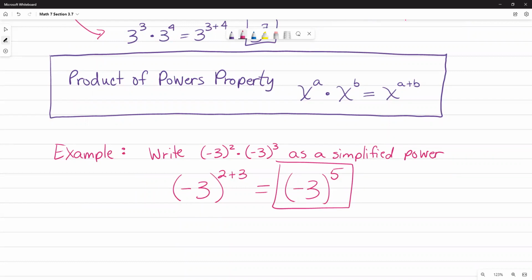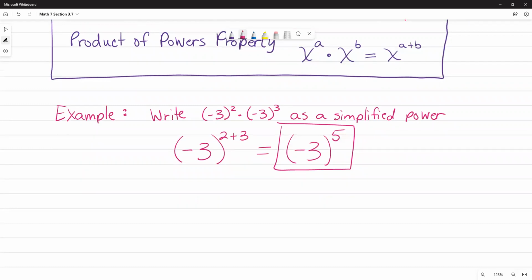Okay, so the next property we want to look at, we need to ask the question, what happens when you raise an exponential expression to a power? So if you have an exponent raised to an exponent, let's look at this. Let's say that I have 2 to the power of 3 raised to the power of 2.